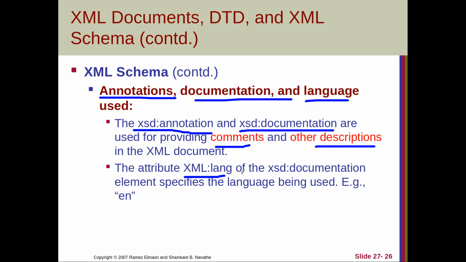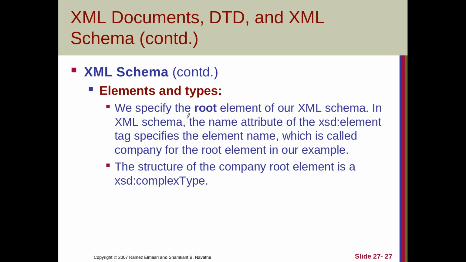Similarly, the xml colon lang is used to specify the language of the documentation. Here in this example we are using EN, which represents the English language. Then elements and types. We specify the root element, then within the XML schema the name attribute of the XSD element tag specifies the element name, which is company, as the root in the given example. Similarly, the structure of that company is specified by XSD colon complexType, which is to be further defined separately.